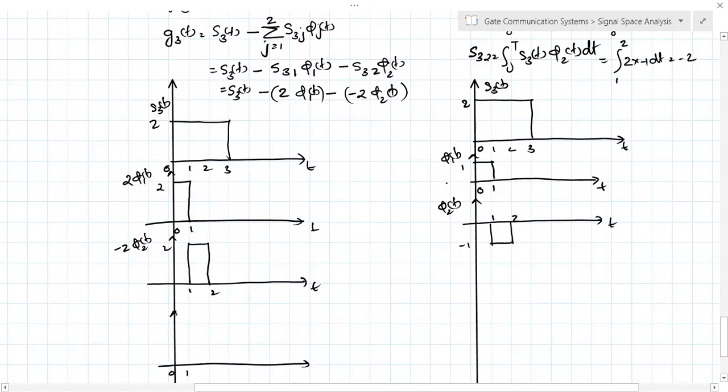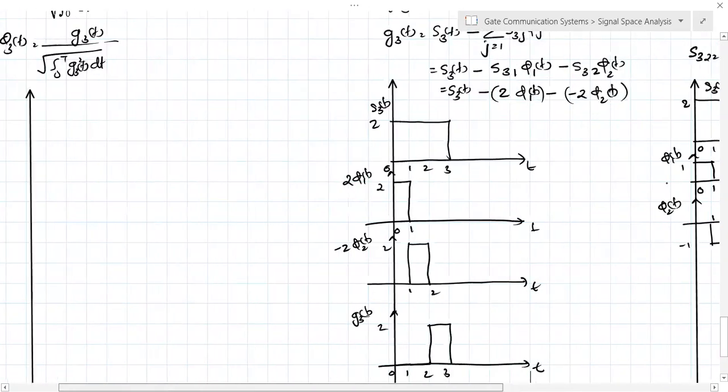Okay, so this is actually G3 of t. For this duration, the amplitude is 0. And from 1 to 2, the first signal amplitude is 2, the second is 0, and the third one is 2. So 2 minus 2, again 0 you will get. Okay, and for the third part, 2 to 3, the remaining amplitude will be 2. So you will get G3 of t as 2 from 2 to 3. Okay, we got G3 of t.